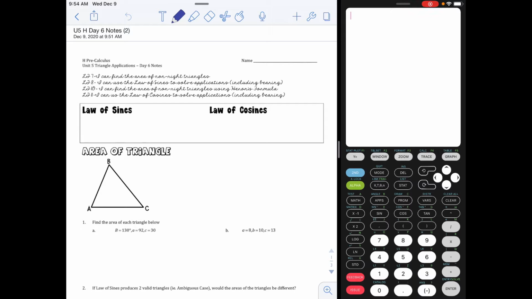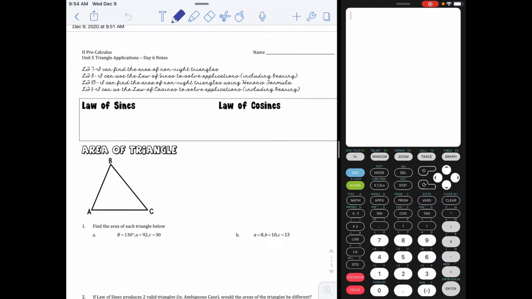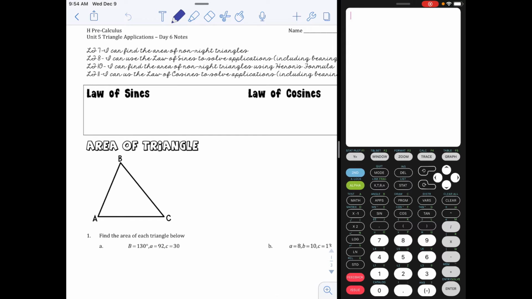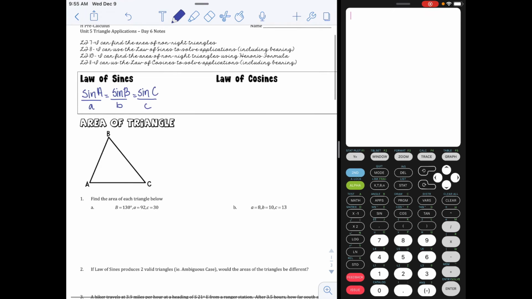So on the top, let's just write out our law of sines and our law of cosines. We can reference always back to this page of our notes. So sine of A over side A is equal to sine of B over side B, and then sine of C over side C. Then we have our law of cosines.